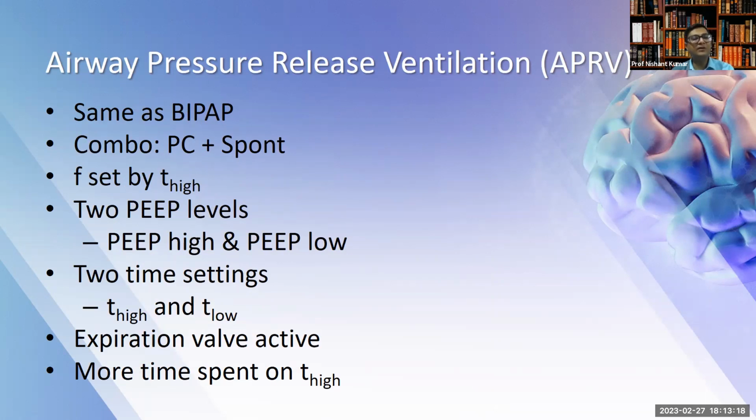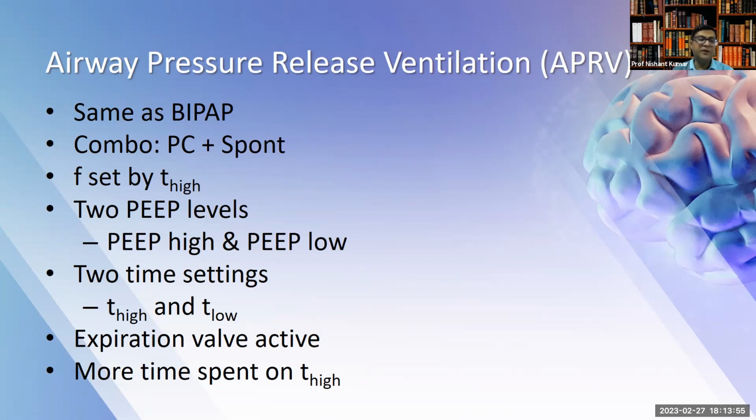So you do not set the rate on your own. What you set is the T high and T low. And again, you set the two PEEP levels, that is PEEP high and PEEP low. Expiration valve is active. And as compared to the BiPAP, more time is spent on T high. That means that the patient keeps on breathing at T high. Again, usually this is used in the spontaneous mode only, not as a control mode. And this mode has specifically proven beneficial for oxygenation in severe ARDS.